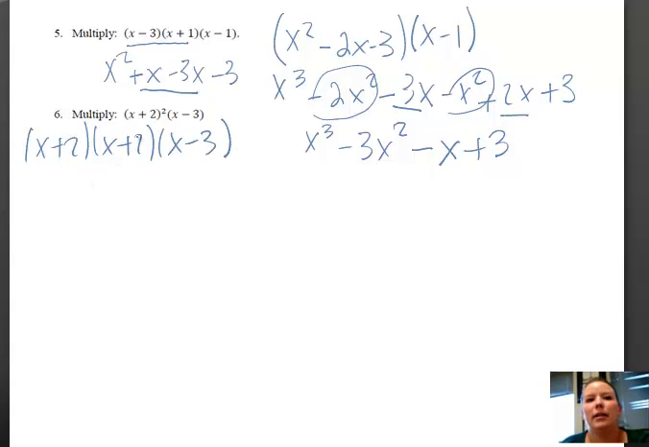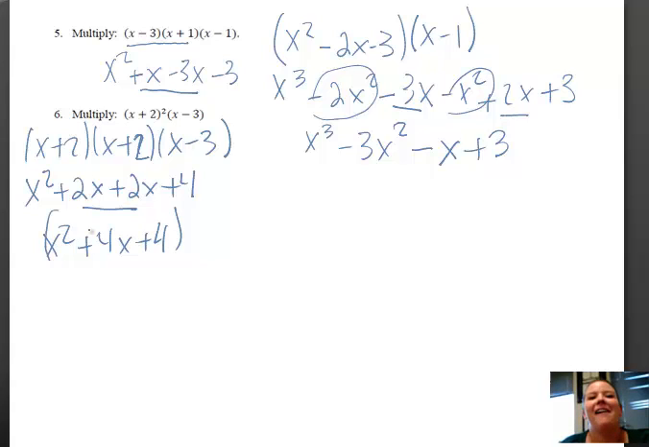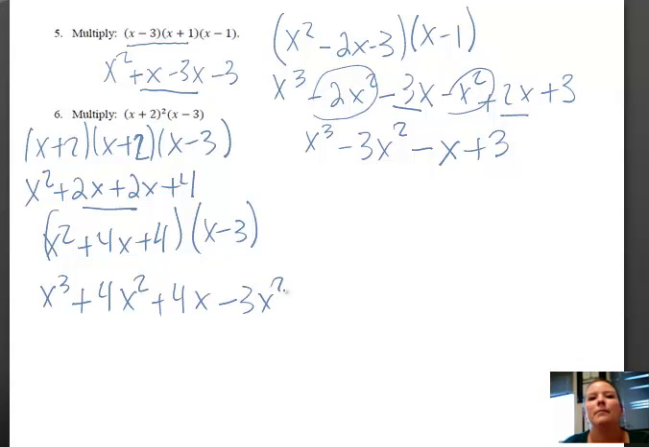Okay, so I'm foiling these two together, that's a 2. So x times x is x squared, then I have plus 2x plus 4. Combine the terms in the middle, and then I have x squared plus 4x plus 4, and then I'm multiplying by what's left, x minus 3. So I get x cubed plus 4x squared plus 4x minus 3x squared minus 12x minus 12.